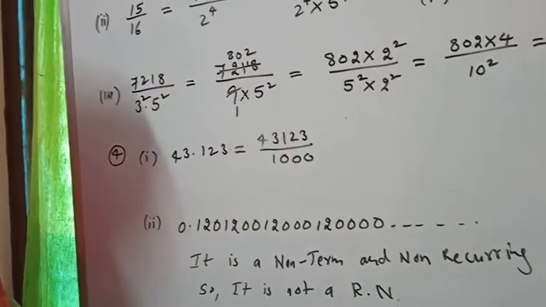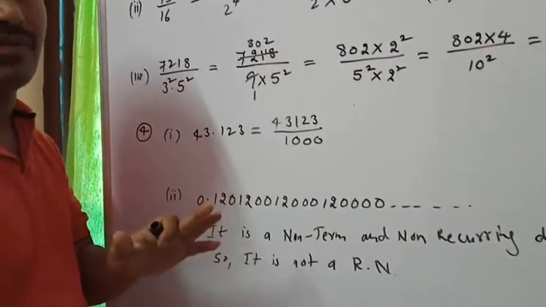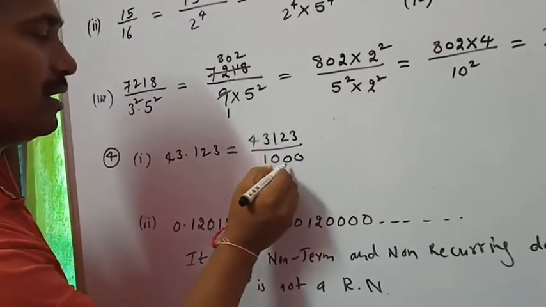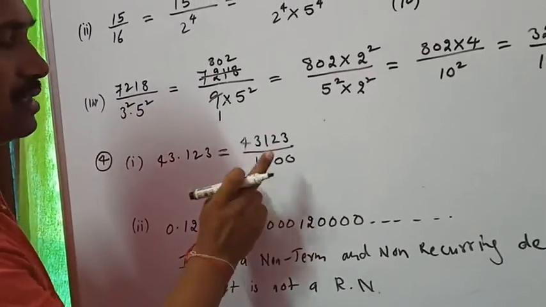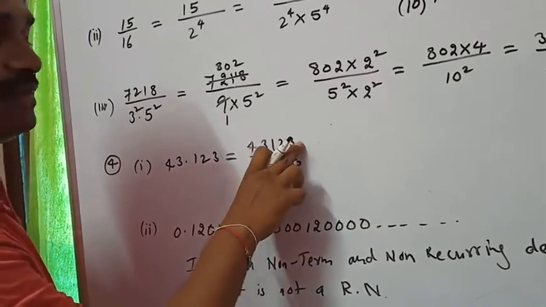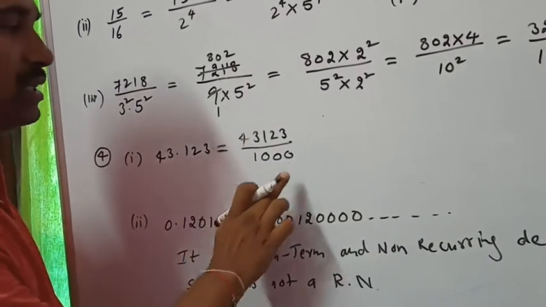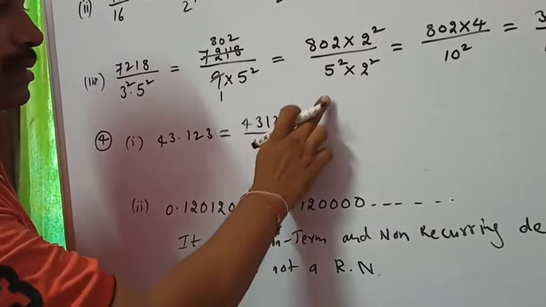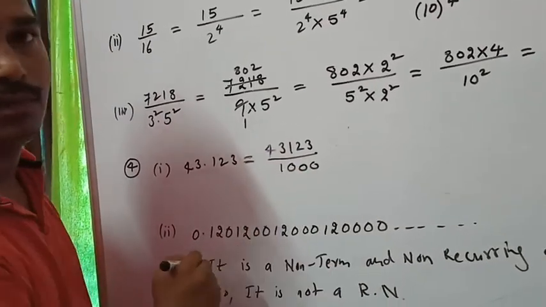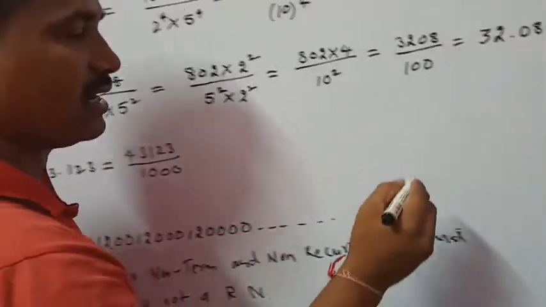Now simplify. If the numerator and denominator have any common factors, simplify. Here the denominator is 1000, which has only 2 and 5 as factors. But the numerator cannot be cancelled with 2 and cannot be cancelled with 5. So it is the P by Q form. Now let us prime factorize the denominator. What is the denominator? 1000. Prime factorize 1000.